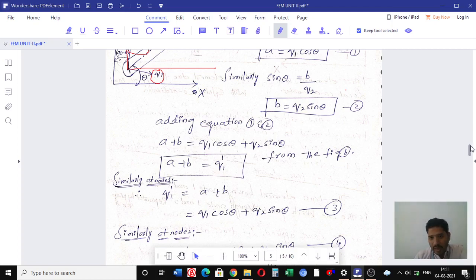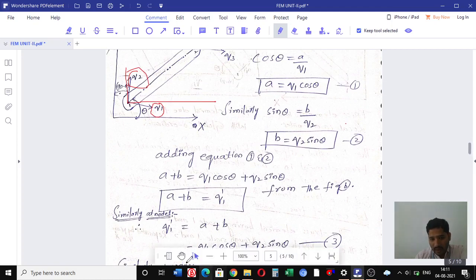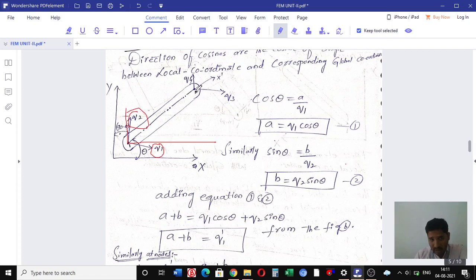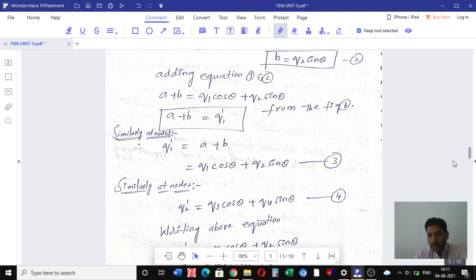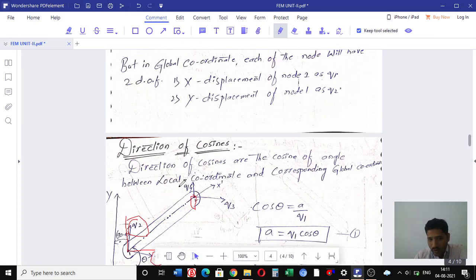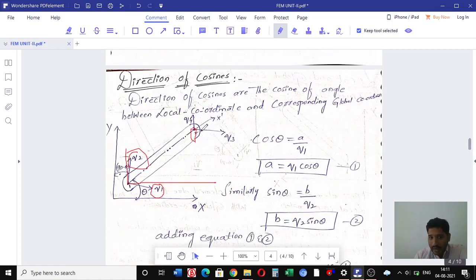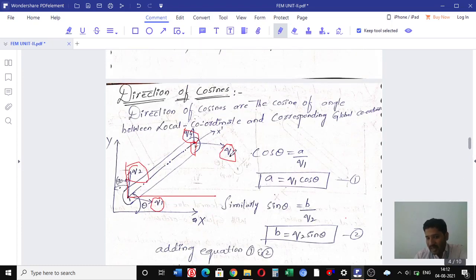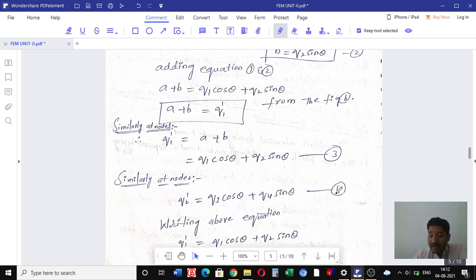How much is the a value? The a value is q1 cos theta. How much is the b value? q2 sin theta. So it is considered as equation number 3. Similarly at node 2, q2 dash is equal to, we resolve the forces in q3 and q4. At node 1 we resolved the forces q1 and q2. At node 2 we resolve the forces, first q3 and another one q4. So we can represent it as q3 cos theta in the horizontal direction and q4 sin theta in the vertical direction. I hope you don't have any doubt. Again, this is considered as equation number 4.